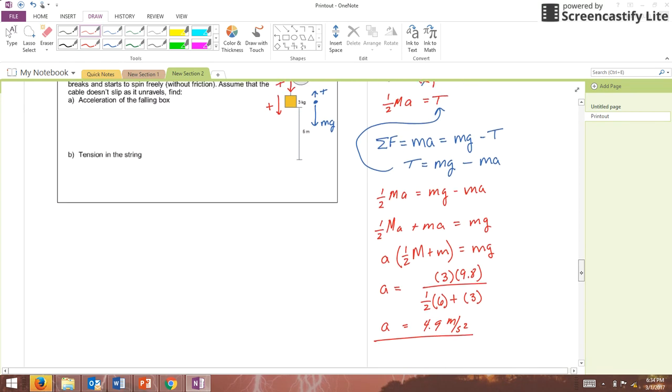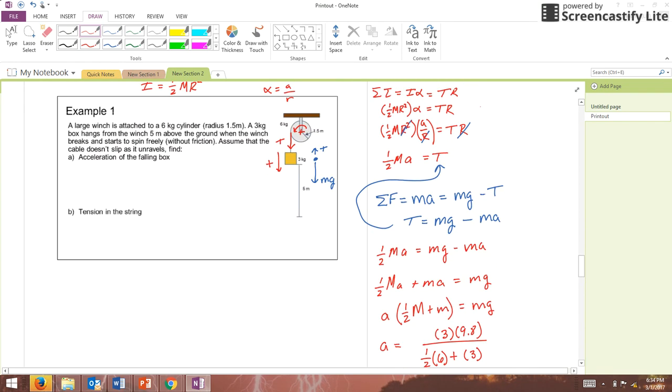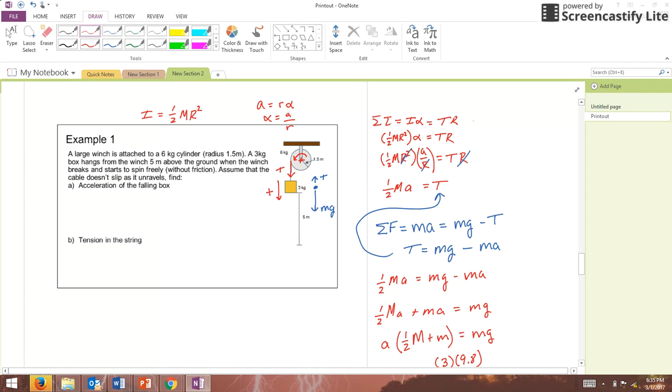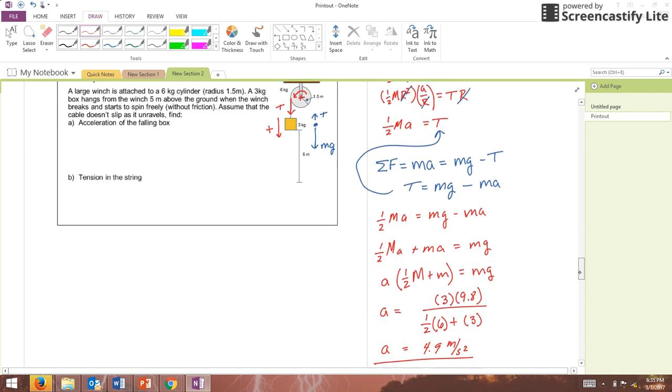So that's how you find the a. Just sum your torques, sum your forces, substitute the tension in, and then solve. So it looks a lot worse than it really is. Really, both of them are fairly straightforward there.